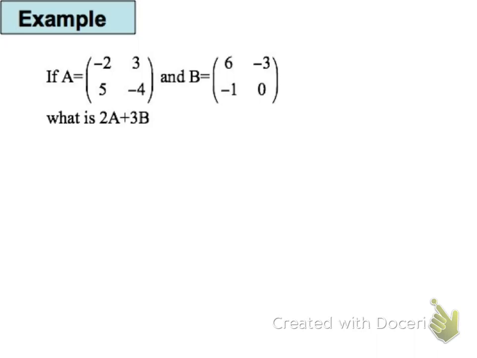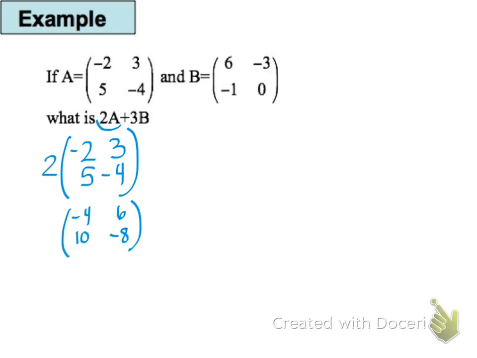Now let's take a look at a quick example. We're going to do 2A plus 3B. So it starts with, just like order of operations, you're going to start with multiplying by 2 and multiplying by 3, and then we'll add together at the end. So we're going to start by doing 2A. So 2 times the matrix A, which will give me -4, 10, 6, and -8. 2A.